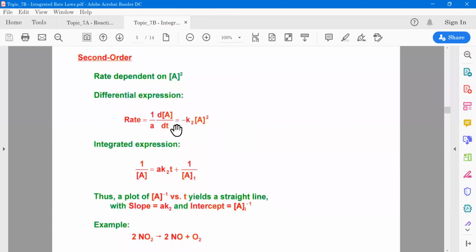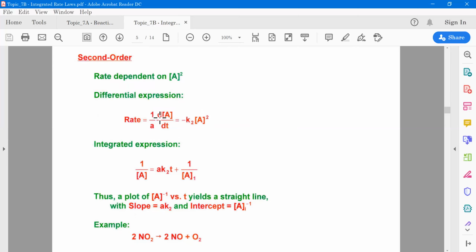Now, what about second order reactions? Well, in this case, second order means that the rate depends on the square of the concentration of the reactant A. The differential expression looks like this, where everything is the same as before, except now the concentration of A, or pressure if it's a gas, is raised to the second power. So now, again, separating variables, putting the A squared concentration under the dA, putting the dt on the right, as well as the coefficient a on the right, and integrating.